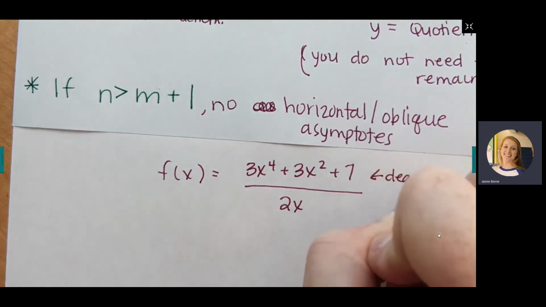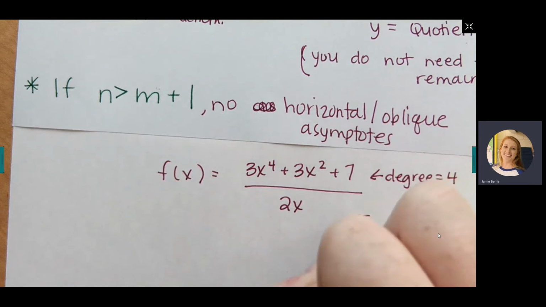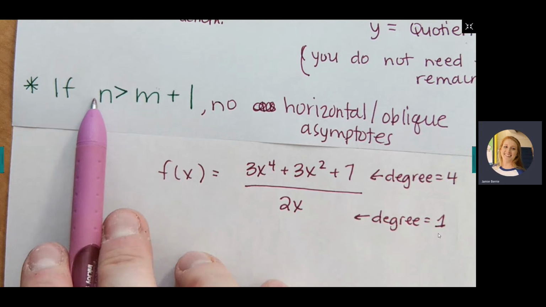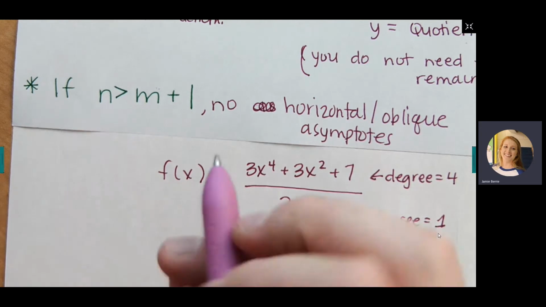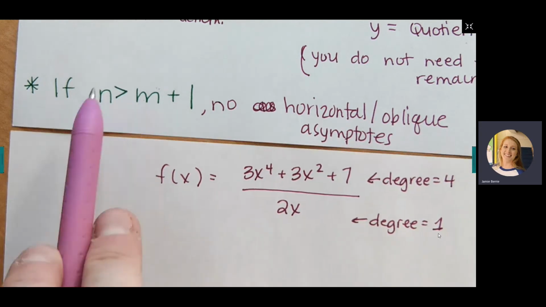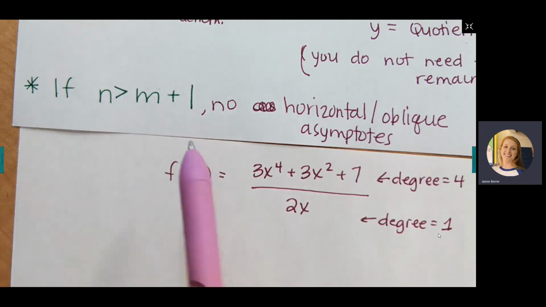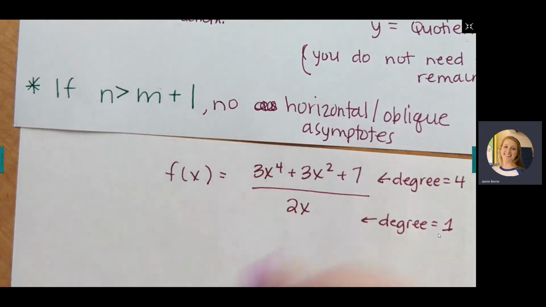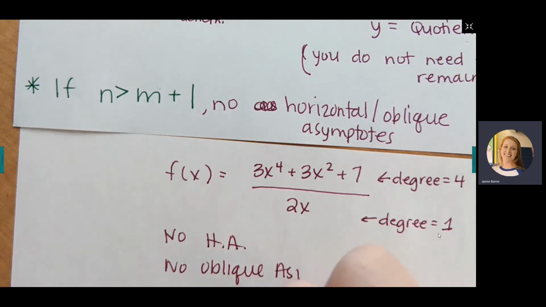Degree of the bottom? 1. All right, so in that case, n is 4. M would be 1, so 4 is greater than 1 plus 1, which is 2. Right, so if that's true, then there's no horizontal or oblique asymptotes. So here you would just say no horizontal asymptotes, no oblique or slant asymptotes.